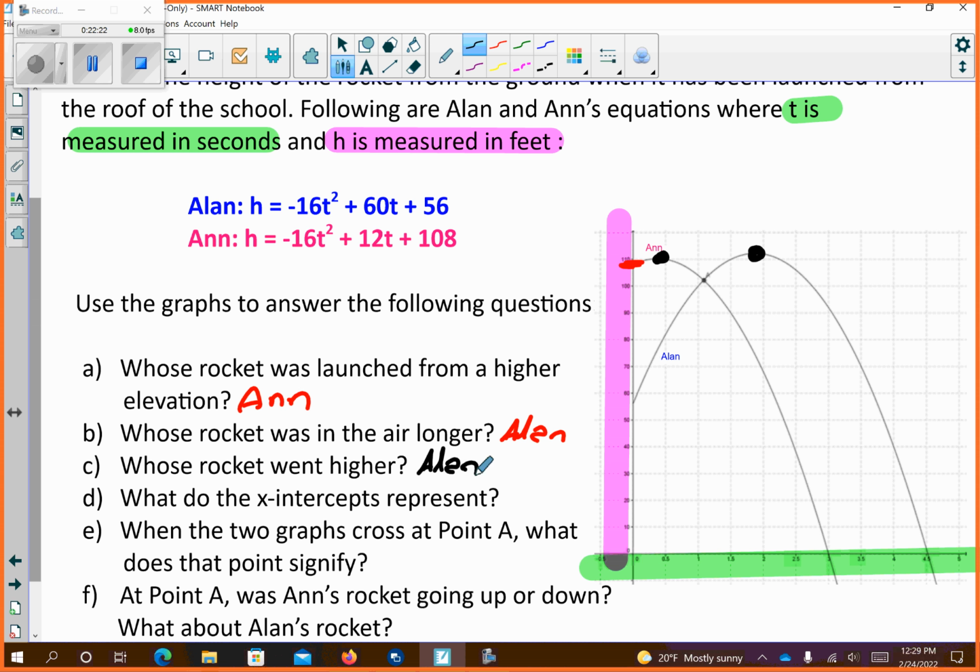Okay? What does the x-intercept represent? What do these two values represent? Landing. Yeah. That green is the ground. So when the rockets hit the ground, there's a certain amount of time that takes place.